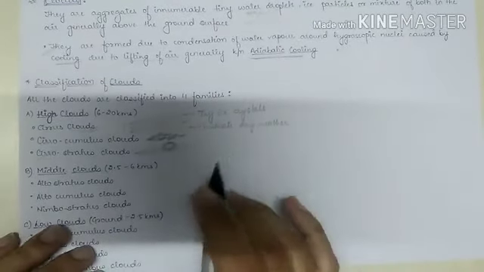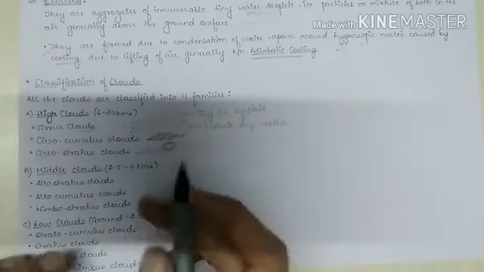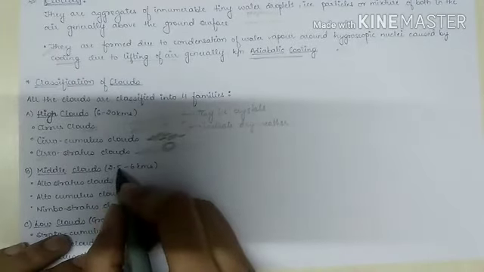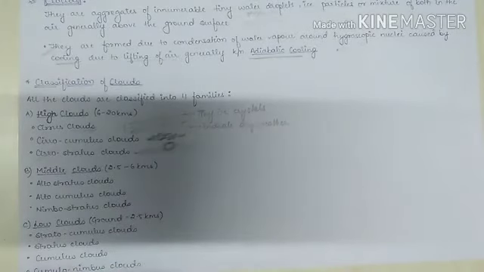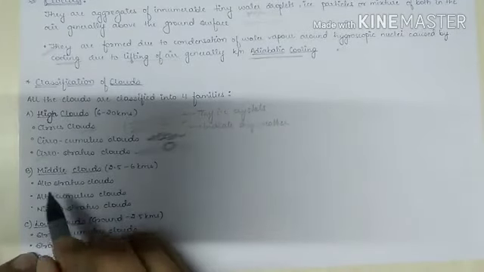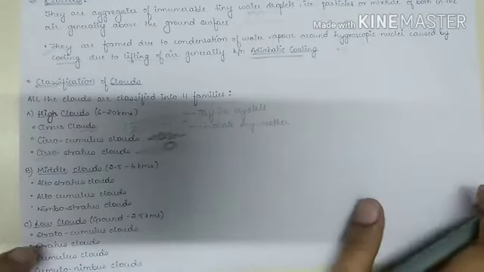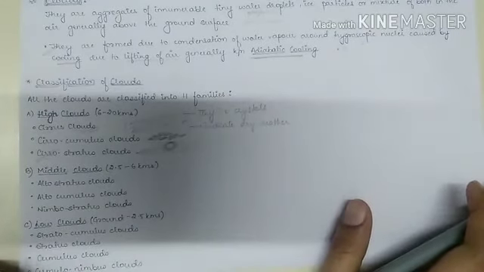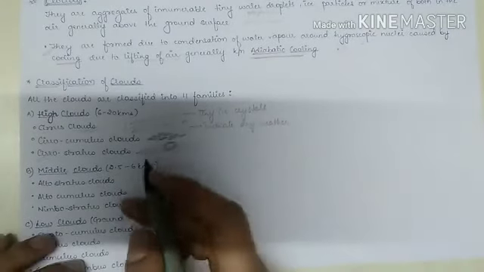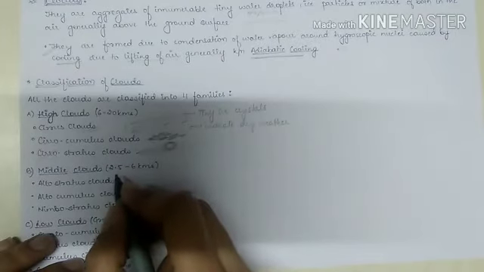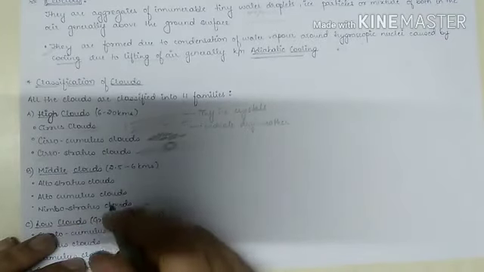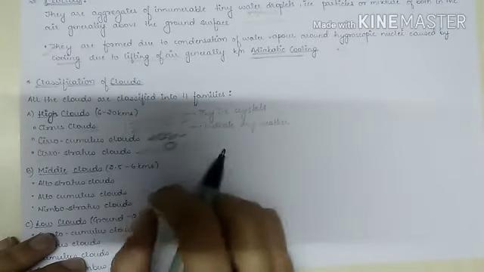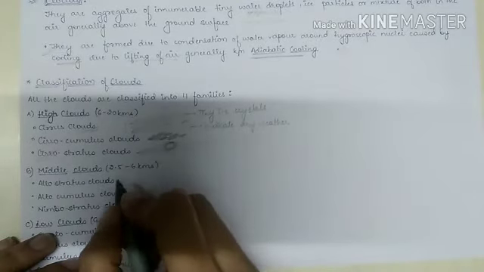Next we have middle clouds. Middle clouds are actually 2.5 to 6 kilometers above the ground. So the first type of middle cloud is altostratus cloud. Altostratus clouds are thin sheets of grey or blue color having a fibrous or uniform appearance, and they become thick sheets in the sun and the moon.